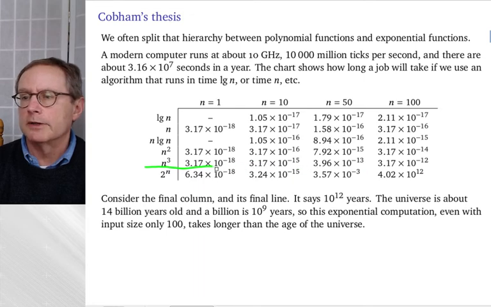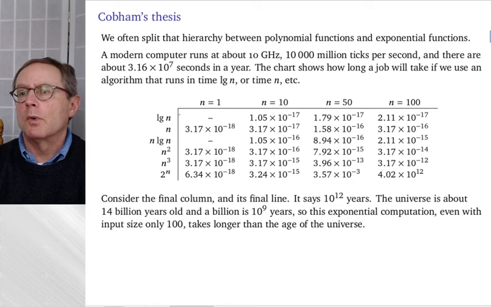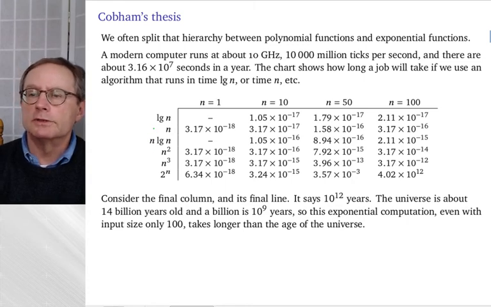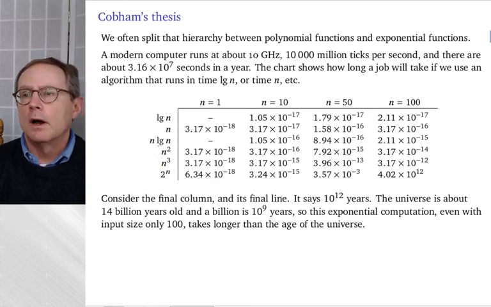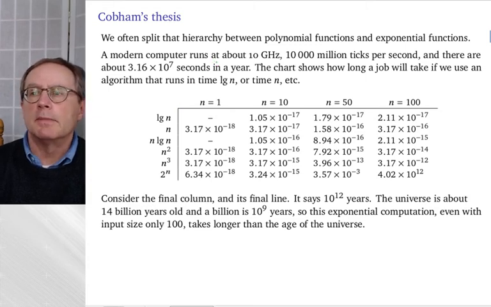Why am I making such a big distinction between the ones on the top and the ones on the bottom? Okay, so what is the table? I listed some functions: the log, the linear, the log linear, the square, the cube type of functions, and looking at how quickly they grow. I just picked a modern computer that runs at about 10 gigahertz, which is 10,000 million ticks per second. And there's about 3 times 10 to the 7th seconds in a year.